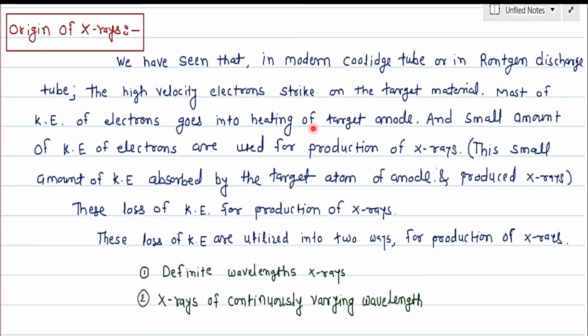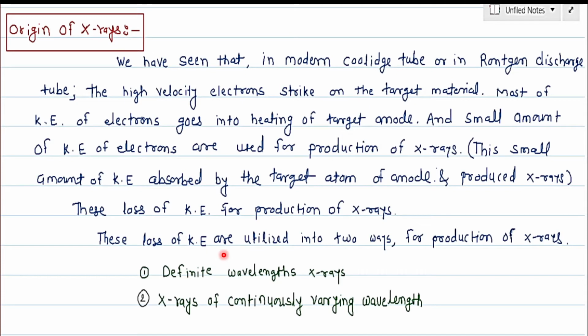So here what will happen? Most of the kinetic energy is wasted in heating the target material, and only a small amount of kinetic energy is used for the production of X-rays. This small amount of kinetic energy is absorbed by the target atoms present on the screen of the anode, and this absorbed energy is used for the production of X-rays.